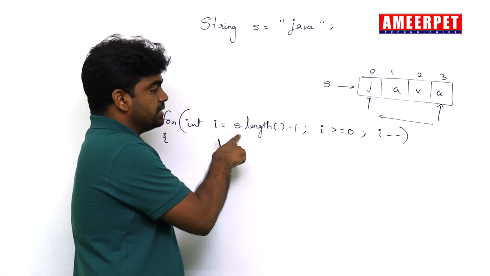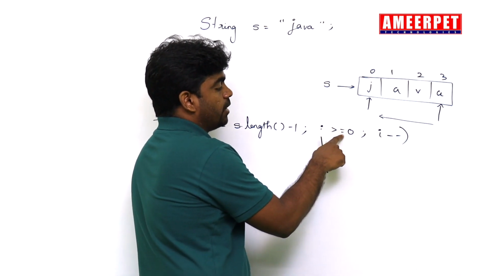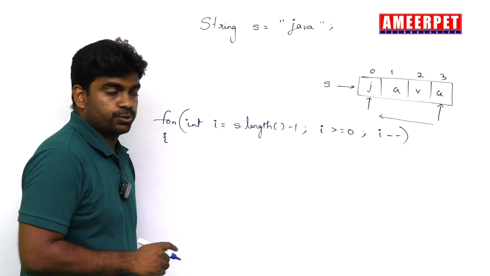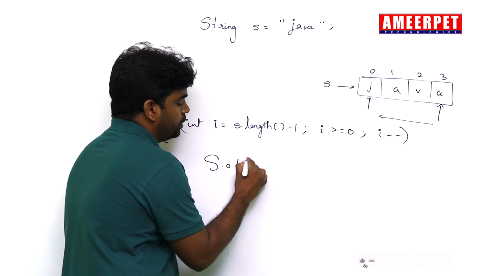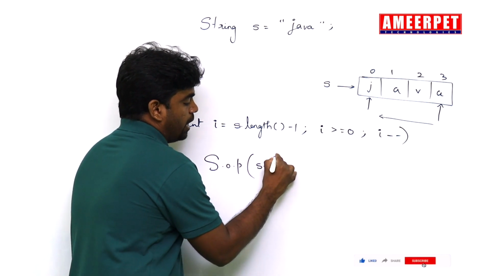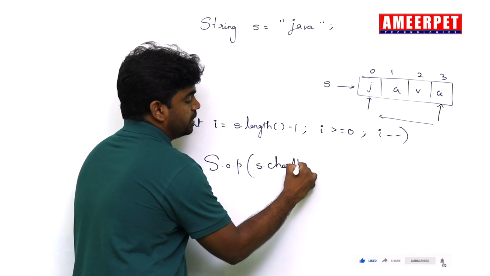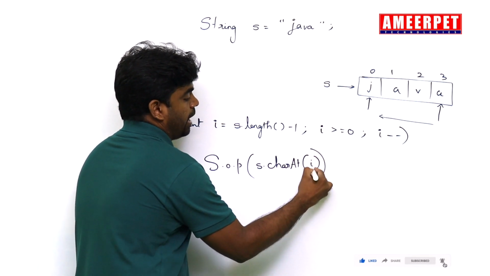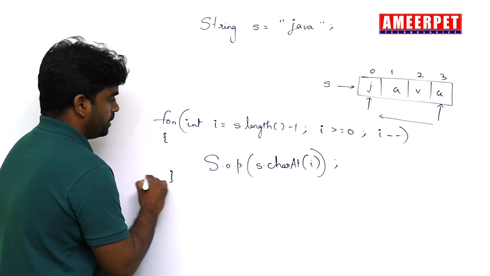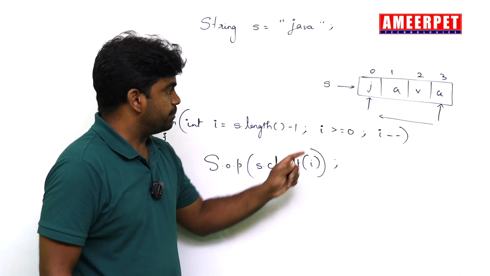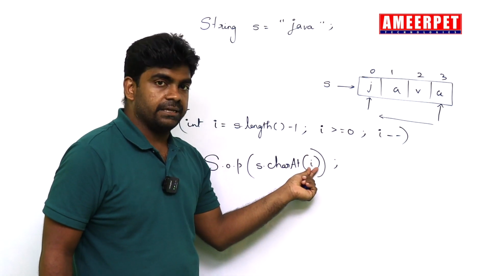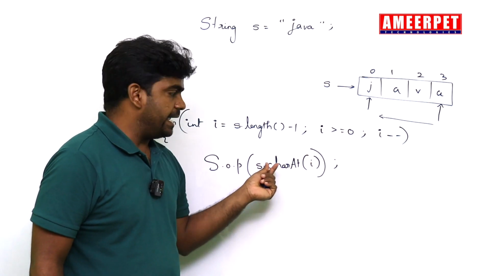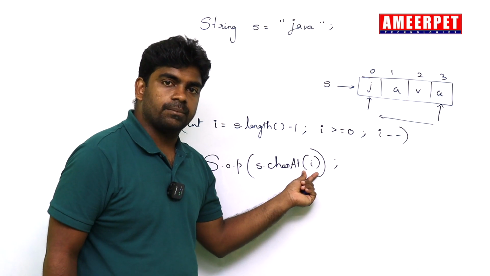How does it execute? First, 3 >= 0, yes, the condition is true, come inside. It will print with System.out.println. How to display? s.charAt(i), because the i value is first 3. So when you pass index 3 in a string, the element at index 3 will come.